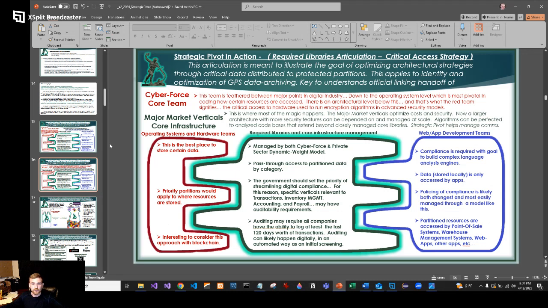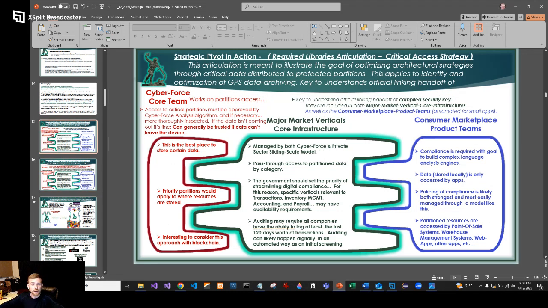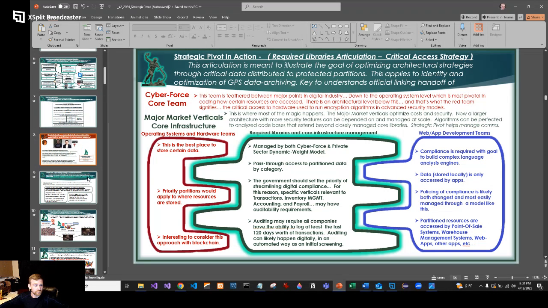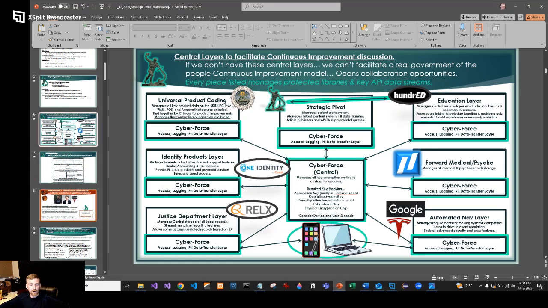I've talked about how this library strategy comes together: acquired libraries, Cyberforce team, handoffs. That's a key slide that has some cool information if you want to pause the video and look at some of these things. There is more information on the slides whenever I show this stuff. But I don't have all the markets on here.